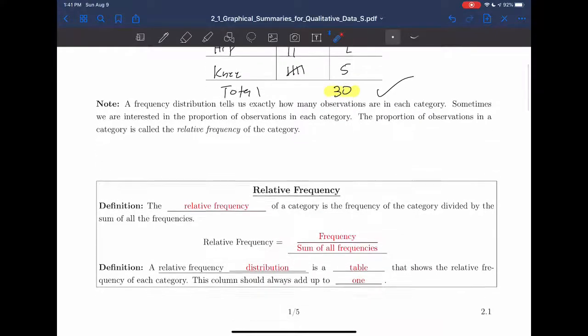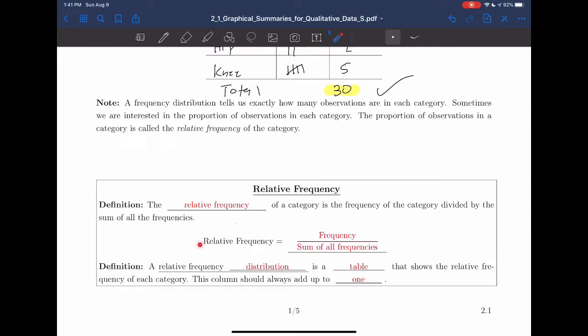So here's a little note about what a relative frequency distribution is. Let's go over some definitions. A relative frequency is just the frequency of that category divided by the sum of all the frequencies. And a relative frequency distribution is very similar to the table we did earlier, but with an extra column. Another thing we should notice is that if we add up that column, it should be equal to 1.